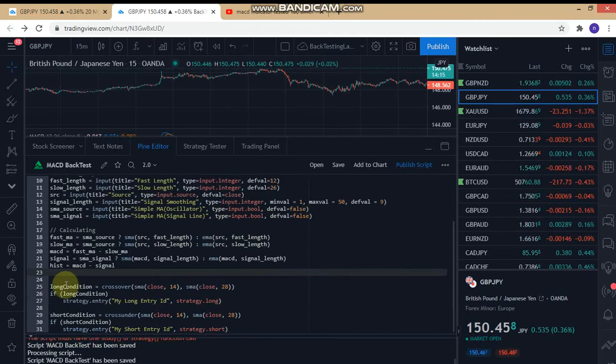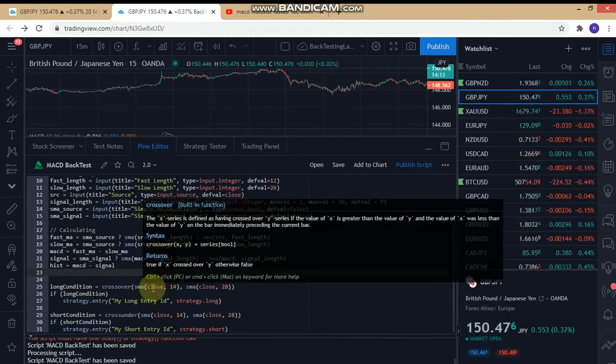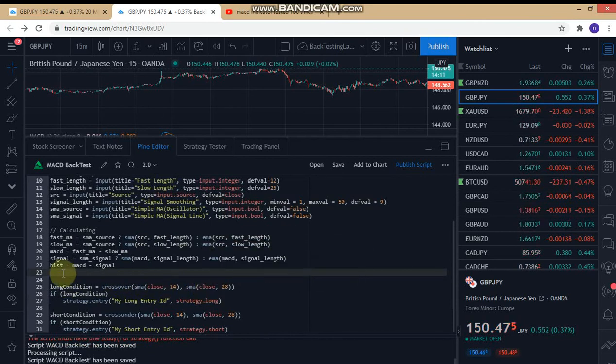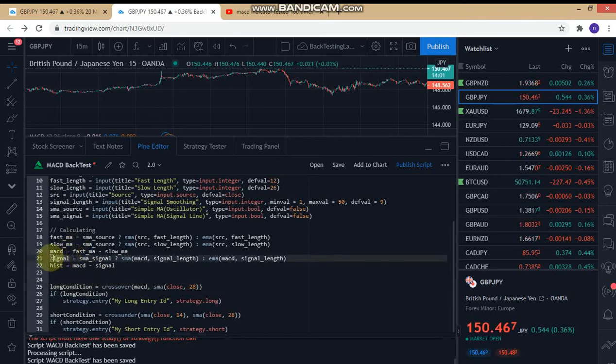Okay, so looking at the long condition, it's using a crossover of the first variable over the second. So the first variable for us will be MACD. Place that, and it's going to be crossing over the signal line. And for the short, MACD crosses under the signal line. There.